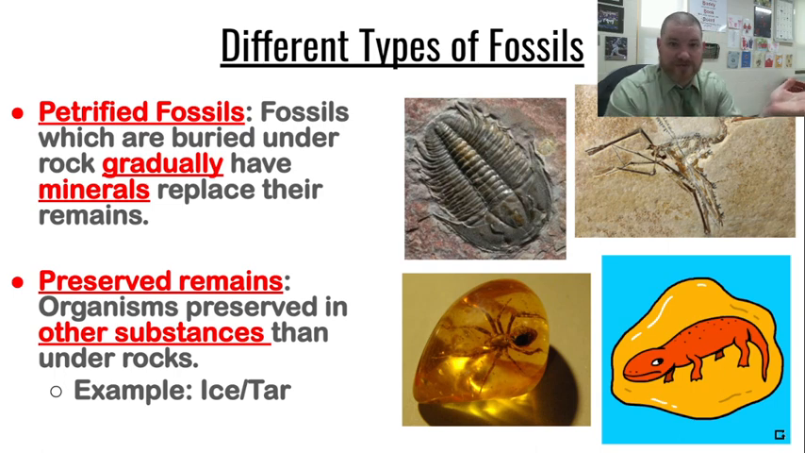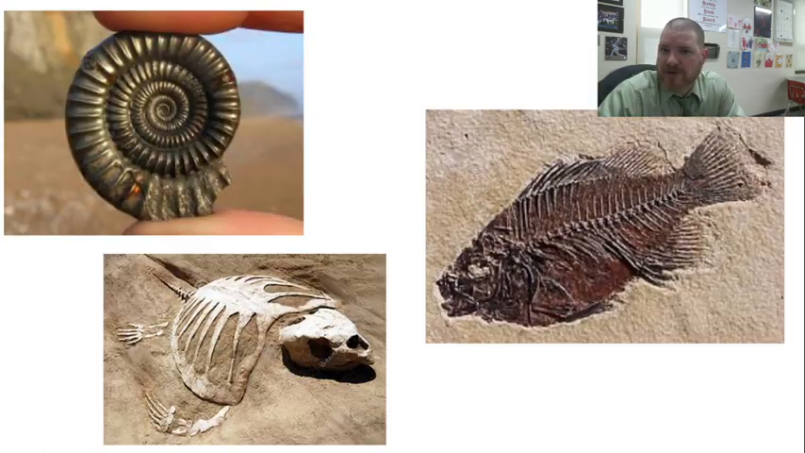The preserved fossils, on the other hand, those are things like things trapped in amber, things in the tar pits, things frozen in ice, where it is something that has been preserved in another substance other than buried underneath rocks. So if you think back to the Jurassic Park thing, the mosquito inside of the amber, that would be a preserved remain, because it still has other parts besides the bones that are still left there.